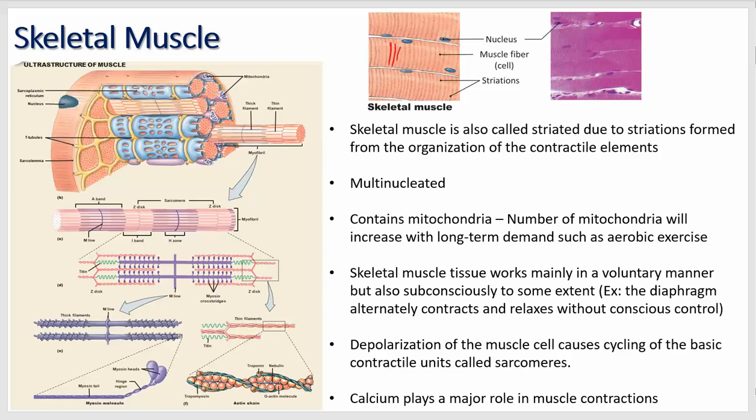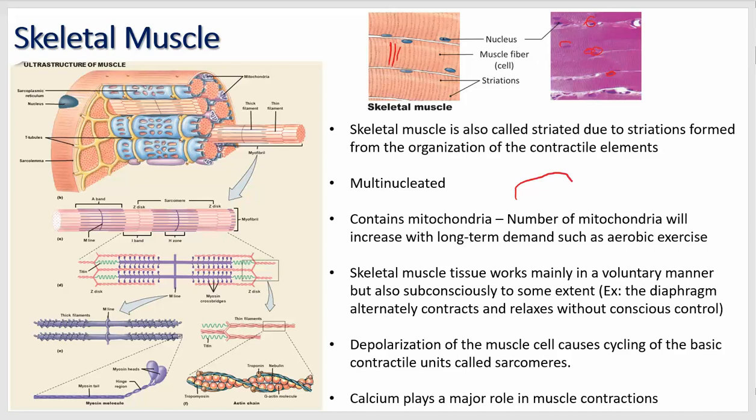Skeletal muscle is multinucleated, so if you look at a muscle cell, it has nuclei scattered throughout. Most cells have one nucleus and that's it. Striated or skeletal muscle cells are multinucleated, which is different from smooth muscle, which only has one nucleus per cell. It contains mitochondria.